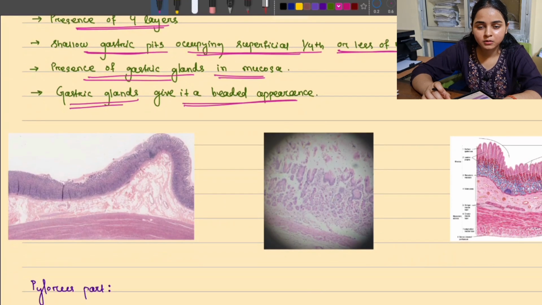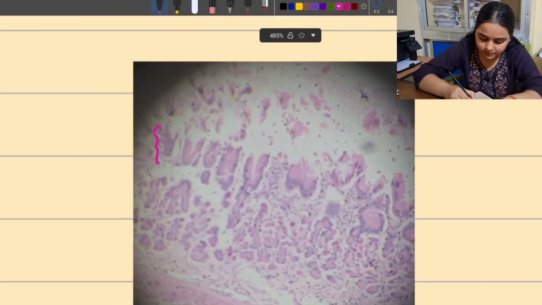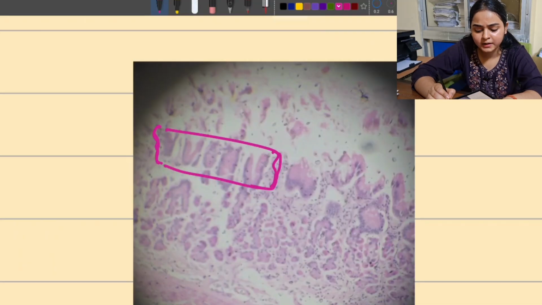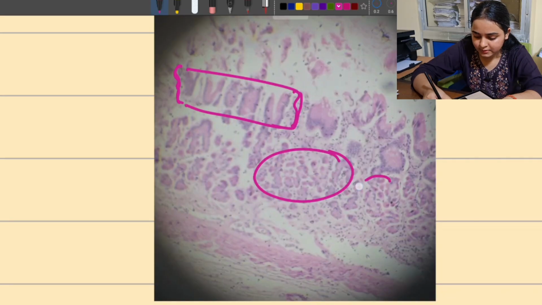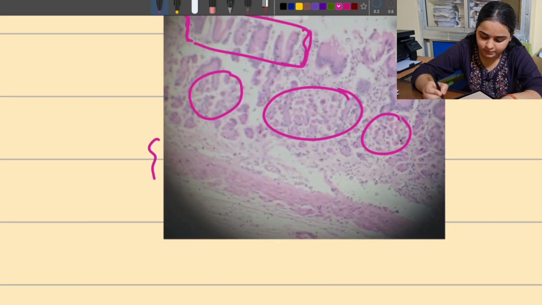Okay, so first, let's see the microscopy. So these are the shallow gastric pits that are present. You can see these are the shallow gastric pits that are occupying 1/4 or less of the mucosa, and these are the gastric glands that are present in the mucosa below the gastric pit, that is giving it a beaded appearance. Below that there is the muscularis layer.